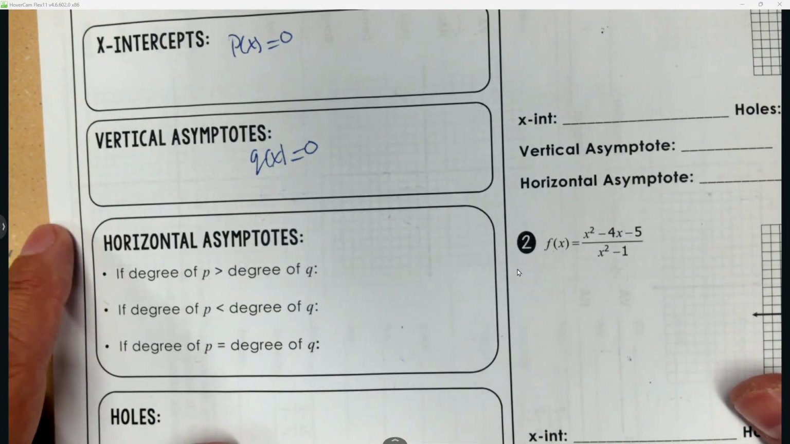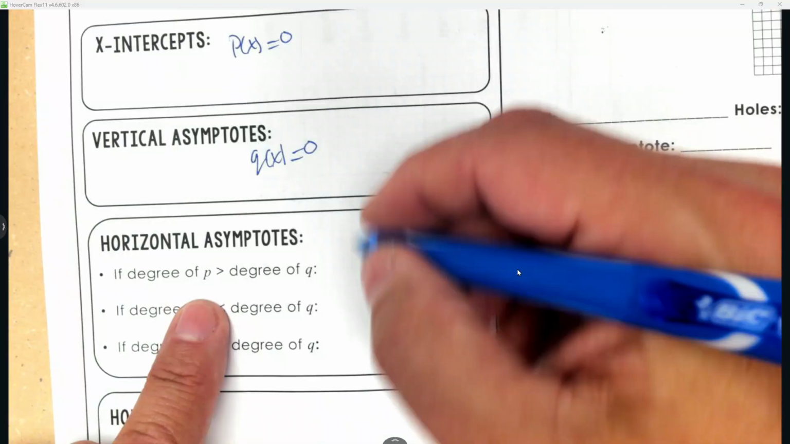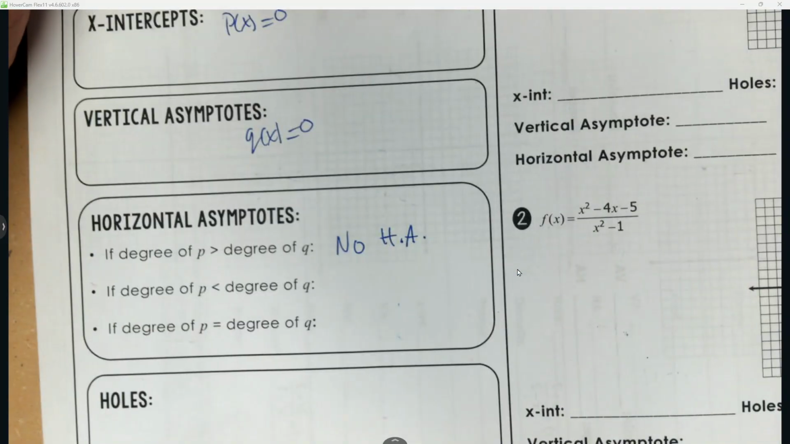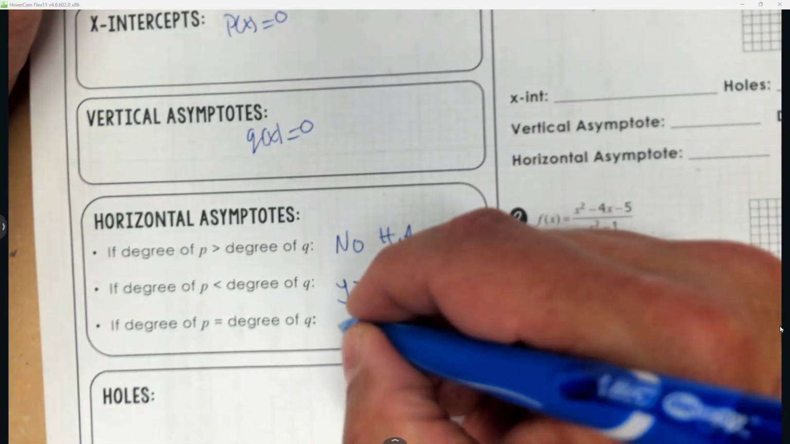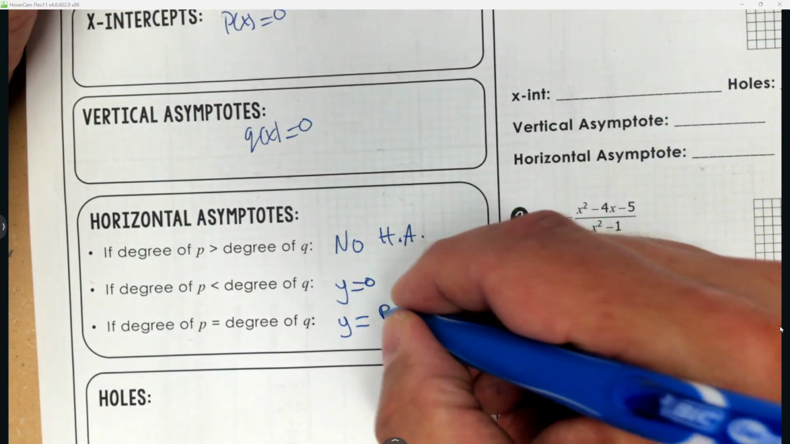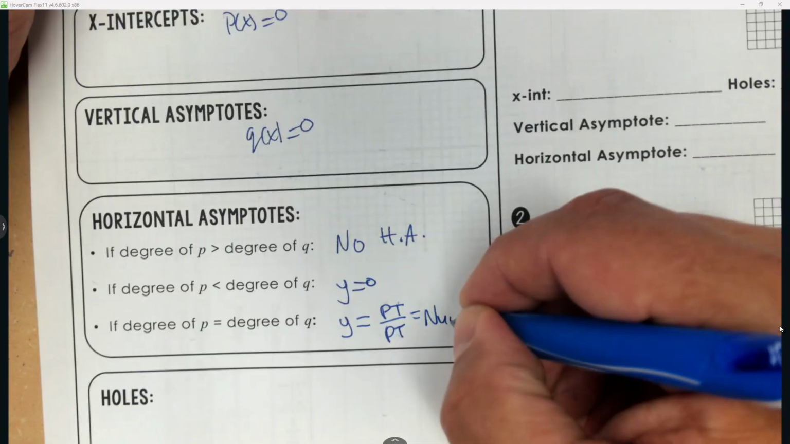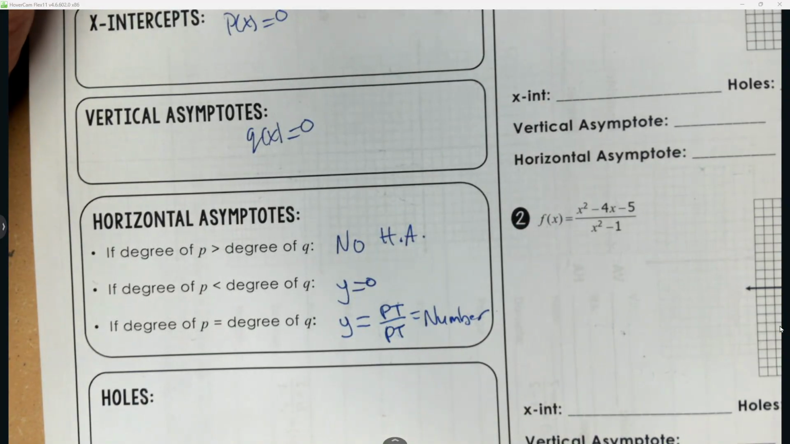We have a horizontal asymptote. If the degree on top is bigger, there is no horizontal. If the degree is smaller on top, then it's y equals 0. And if they have the same degree, you take the power term divided by the power term, and you'll get some number, not 0, for the horizontal.